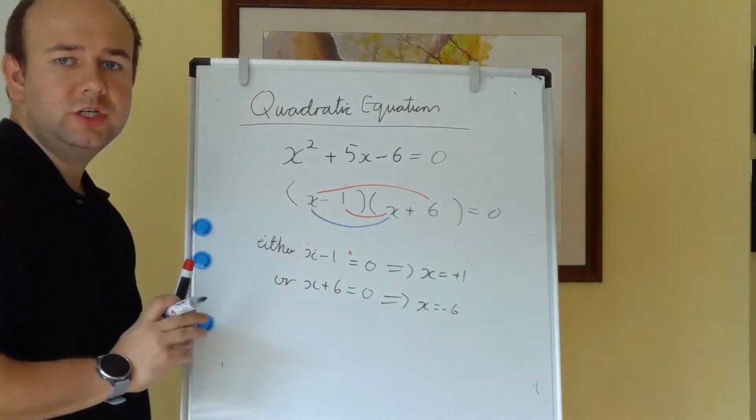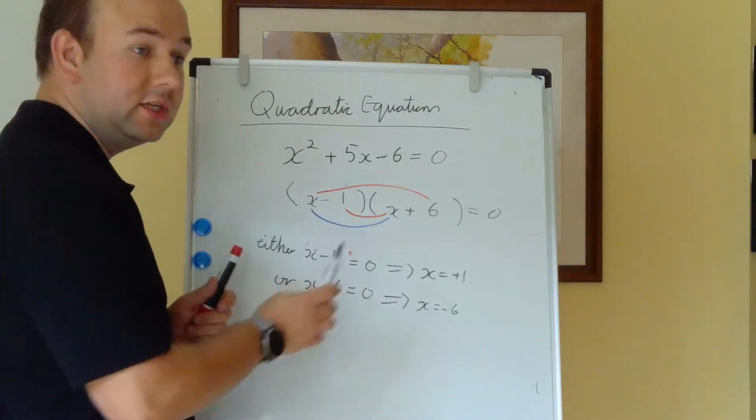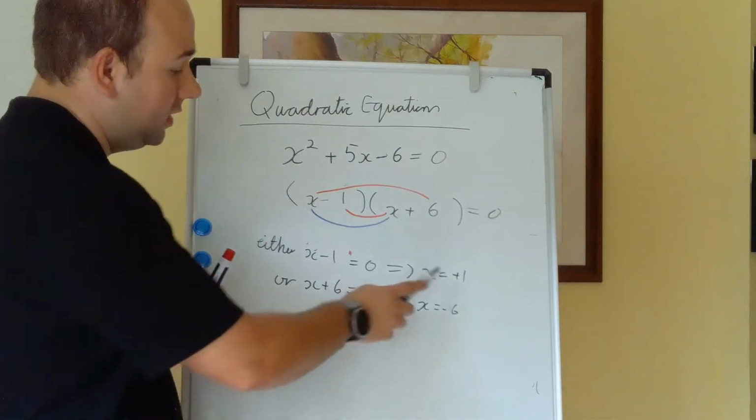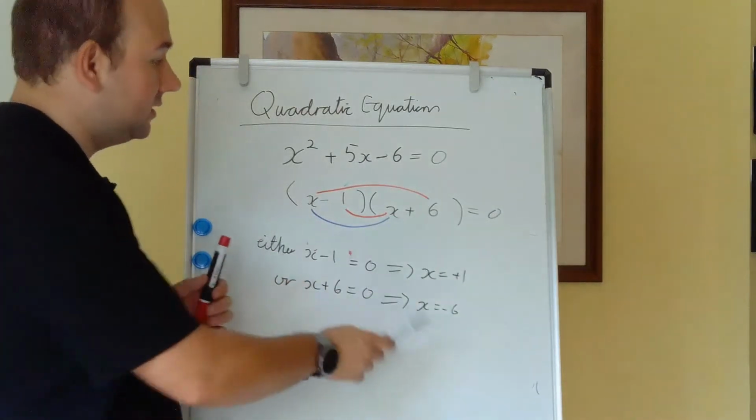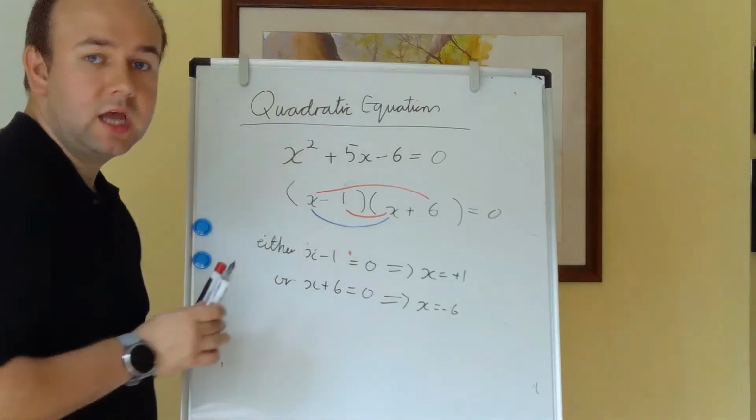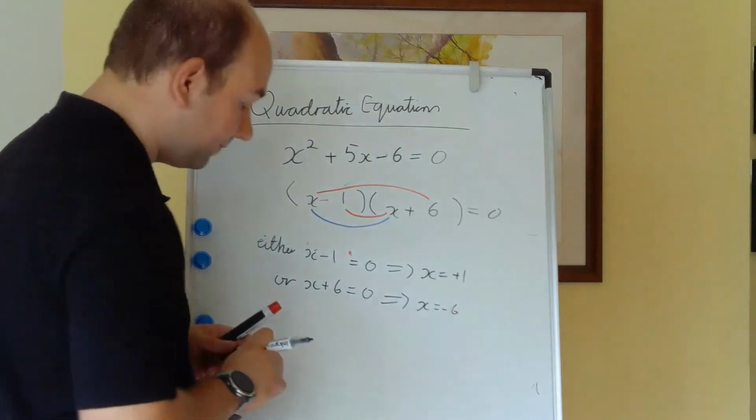So if we go back to, or if we remember back to when we solved this by trial and error, we should end up with the same solutions, that x was equal to plus 1 and x was equal to minus 6. So these are our two solutions using the factorisation method.